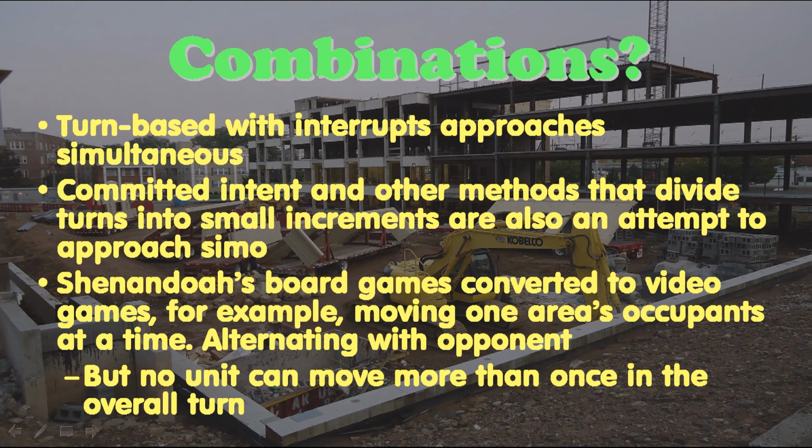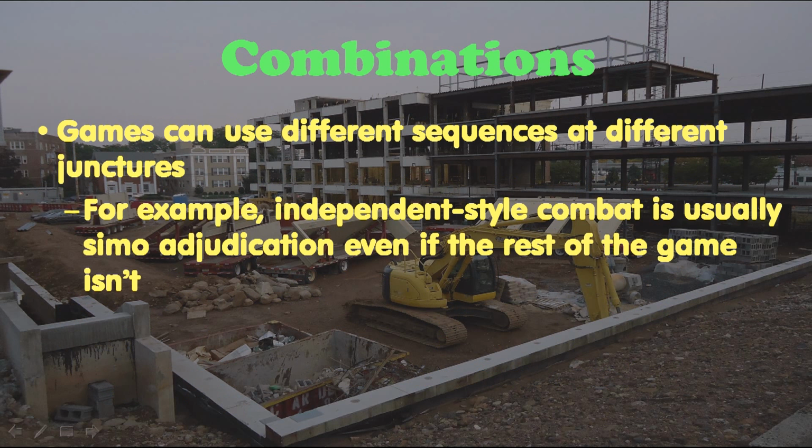Shenandoah, which made some video games converted from board games, reduced it to having a player move one area's occupants at a time, alternating with the opponent, but no unit could move more than once in the overall turn, and the computer kept track of that. Of course, games can use different sequences at different junctures. As an example, often in a war game, the combat is independent. Both players roll to see what happens, and that's usually simultaneously adjudicated, even if the rest of the game isn't.